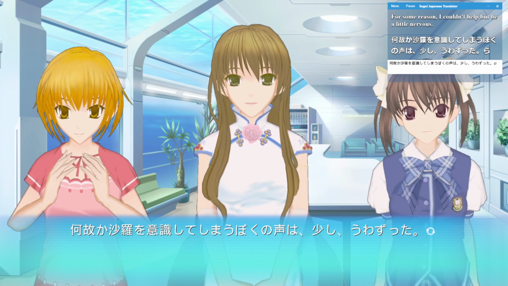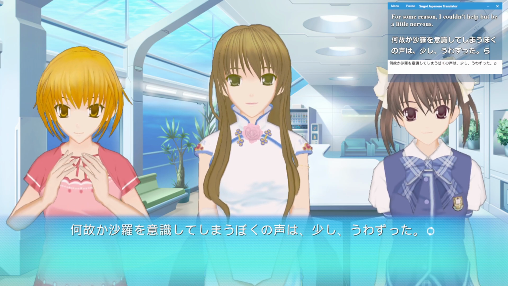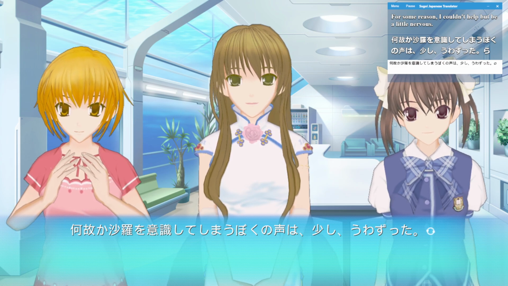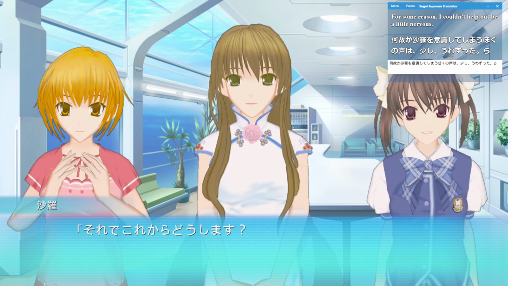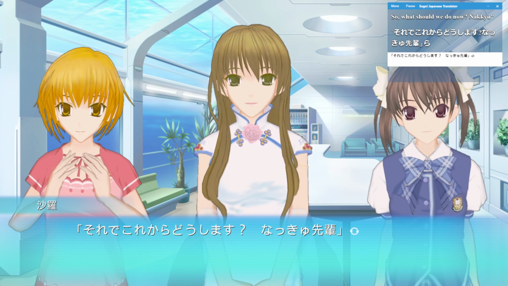For some reason, I couldn't help but be a little nervous. Then again, drinking tomato juice out of an aluminum can seems kind of dangerous, because it will dissolve it. Maybe they're all coated somehow. So, what should we do now, Natsuki?